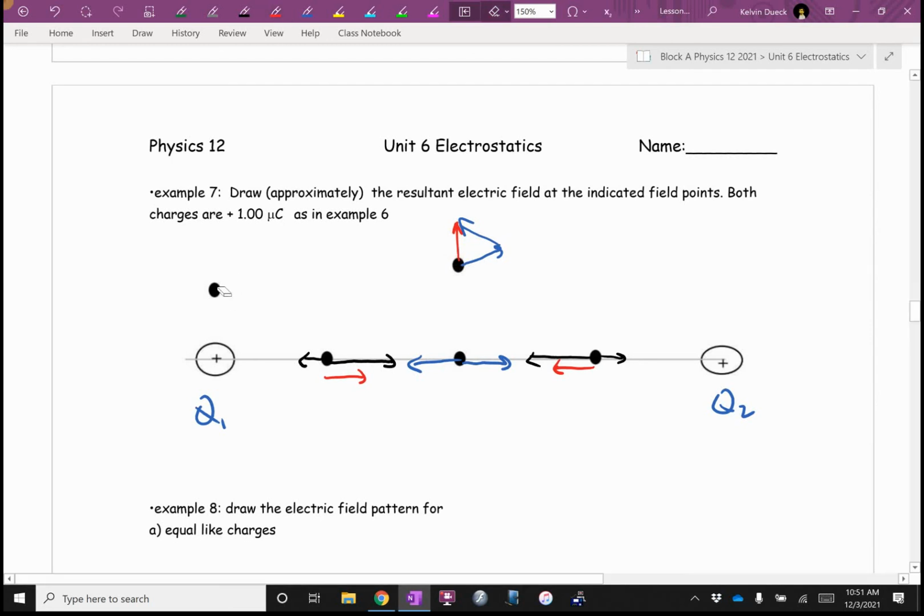What about right here? There would be some electric field pushing vertical, and there would be some electric field kind of pushing sideways, but not very big. Again, if I add it tip to tail, I get nearly, but not quite vertical, a tiny bit of a push to the left, a tiny bit of an electric field to the left.